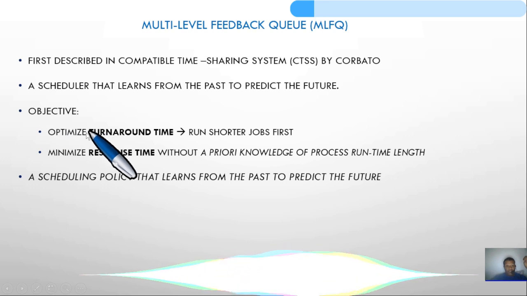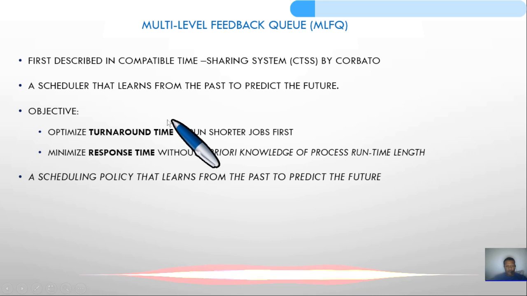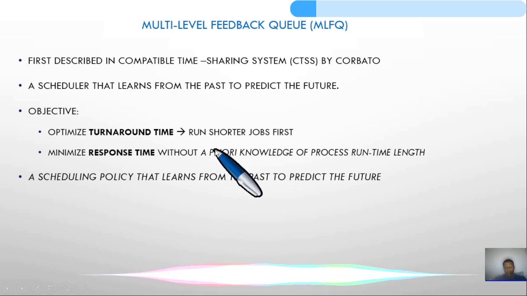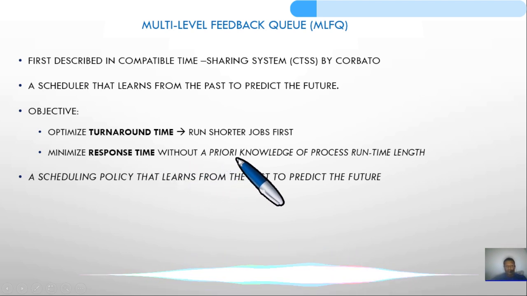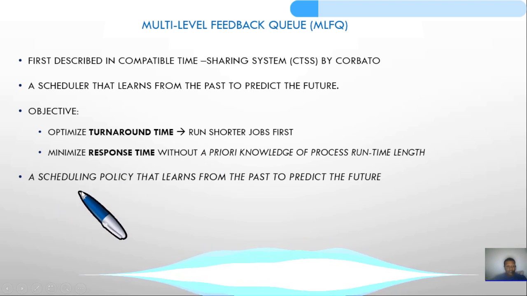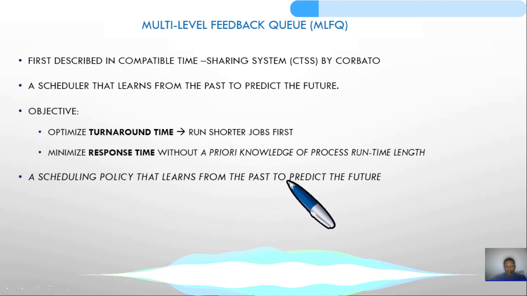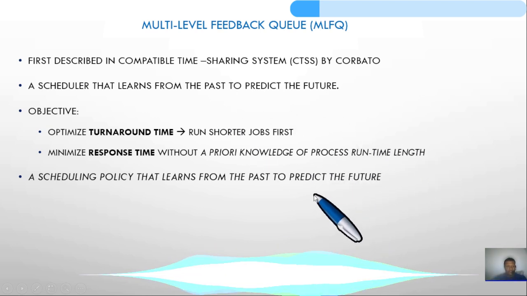So the objective of the MLFQ is to optimize turnaround time and run shorter jobs first, and again minimize response time without prior knowledge of process runtime lengths, as we have seen. So these are the two points: turnaround time and response time. It is a scheduling policy that learns from the past to predict the future. So it is really interesting. I hope you will be interested as well.